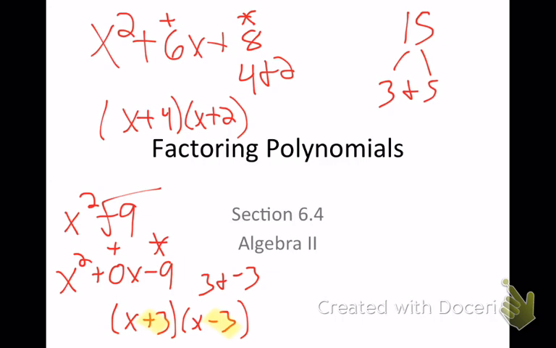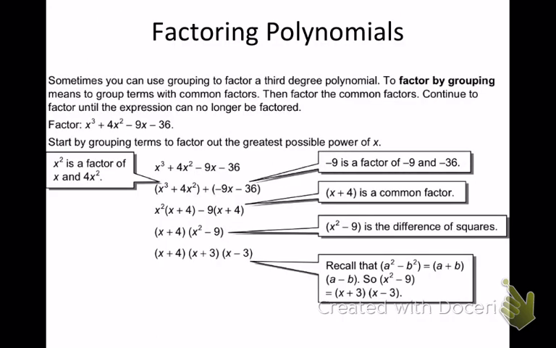All right, but we're talking about factoring polynomials, and you have to know some of this basic factoring to get us going. All right, so here's what we're looking at. Factoring polynomials. Sometimes you can use grouping, which is what we're going to use, to factor a third-degree polynomial. To factor by grouping means to group terms with common factors, then factor the common factors. Continue to factor until the expression can no longer be factored. You're going to start by grouping terms to factor out the greatest possible power of x.